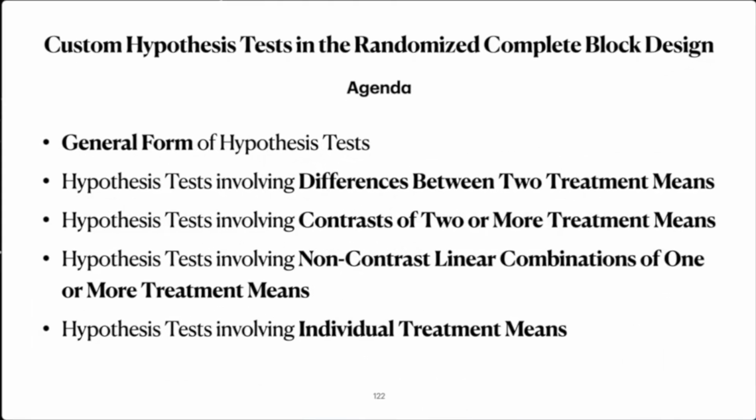Now here's the agenda of what we'll be covering. We'll first look at the general form of hypothesis tests that we'll be looking at. We'll look at hypothesis tests involving differences between two treatment means. We'll look at hypothesis tests involving contrasts of two or more treatment means. We'll then look at hypothesis tests involving non-contrast linear combinations of one or more treatment means. And then finally, we'll look at hypothesis tests involving individual treatment means.